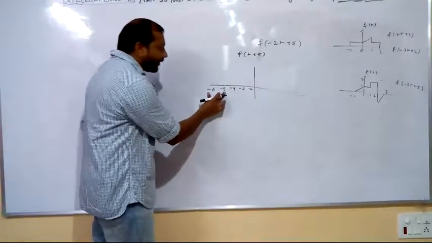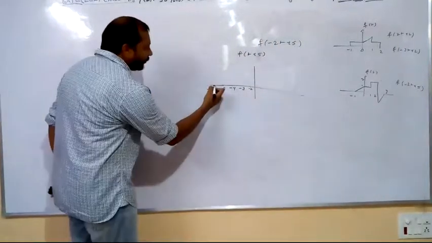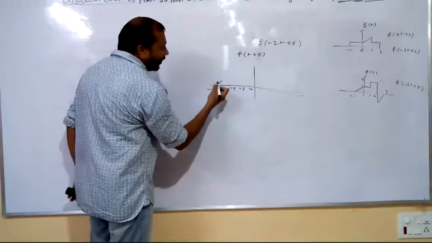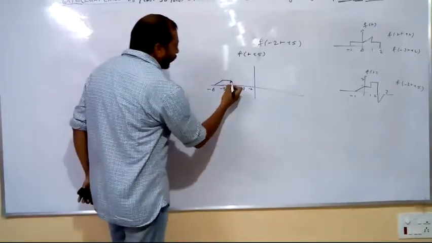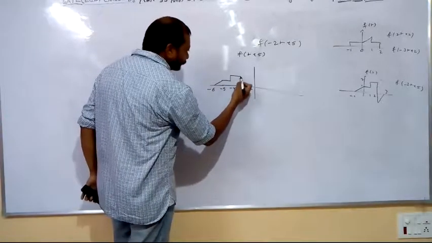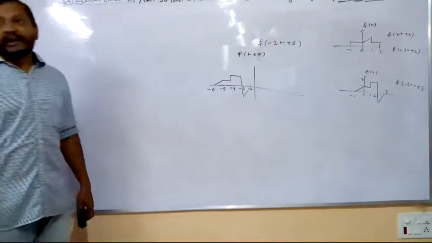From minus 6 to minus 5, the corresponding region is equal to this one. So whatever the shape is there, the corresponding shape you have to consider like this. And minus 5 to minus 4, the corresponding shape is like this only. And minus 3 to minus 2, we have the shape like this.